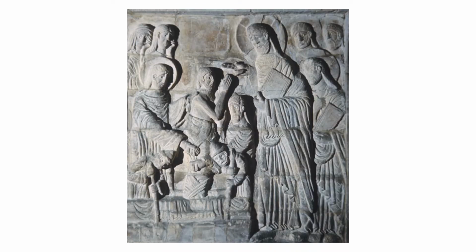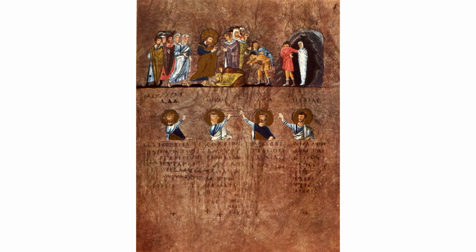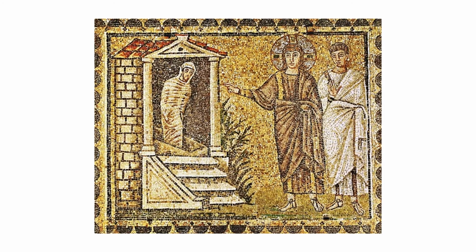We have here an example in southern England, where we can see very clearly the two fingers of Jesus. Here in the Codex Egberti. Here in Codex Purpureus, beginning of the 6th century. This gesture is very old. We find it in this example of mosaic of the 6th century in Ravenna, in Sant'Apollinare Nuovo.